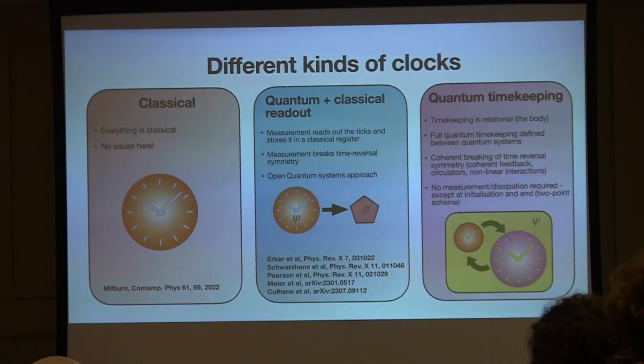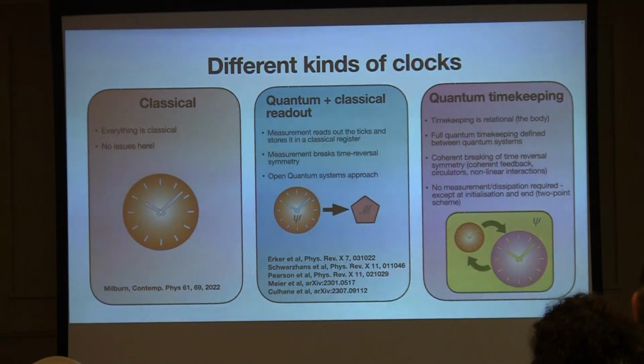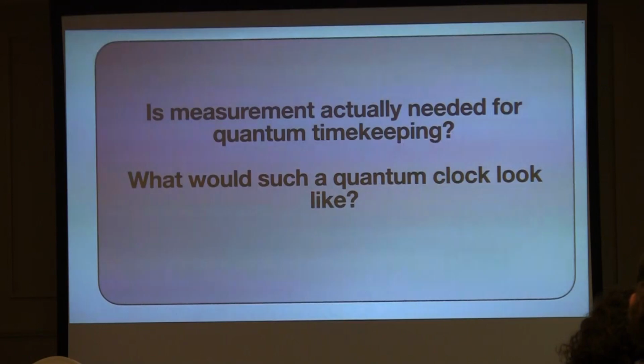So the question I've been thinking of is, can we think of more general timekeeping systems, and the thermodynamics of these clocks that really are in that setting truly quantum mechanical? So is measurement actually needed for quantum timekeeping in this sense? And what would such a quantum clock look like? Those are the two questions I wanted to think about going forward.